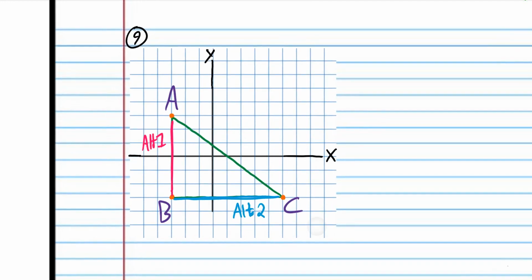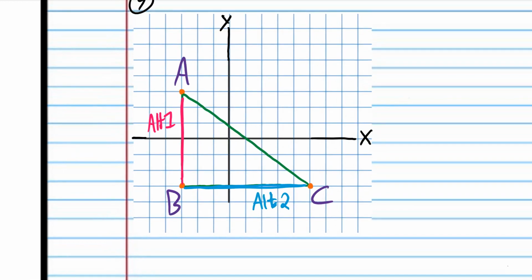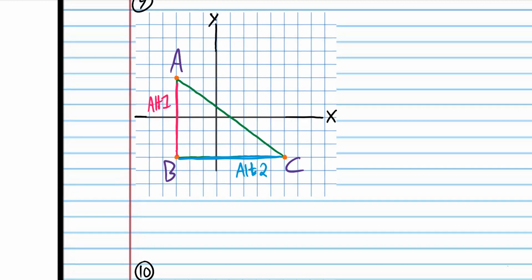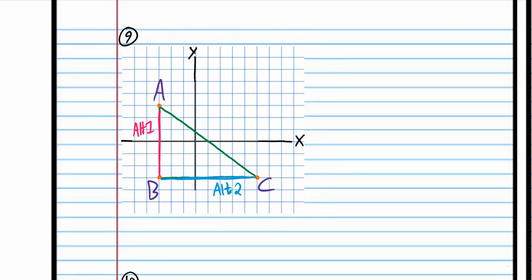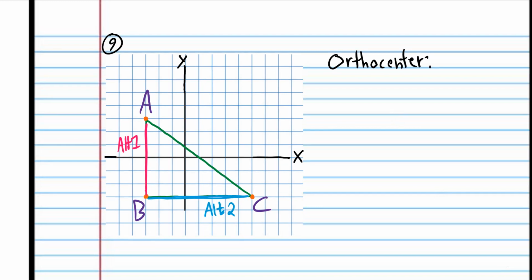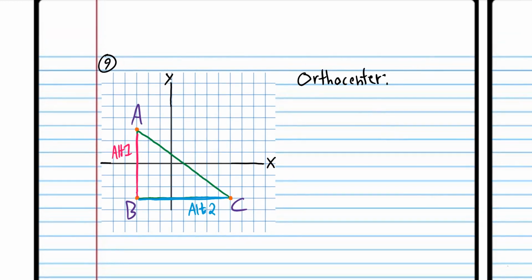So because those are the altitudes, you can obviously see that the intersection point is actually one of the vertices of the triangle. So we don't have to do anything with this problem. We can see that the orthocenter is just point B, which is (-3, -3). So that is the answer.